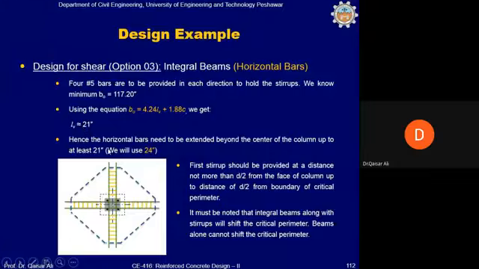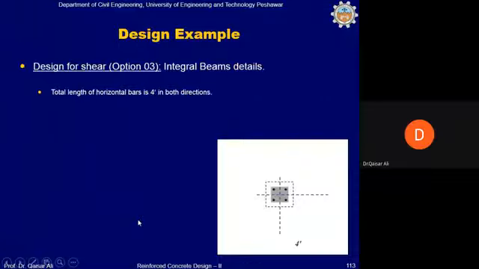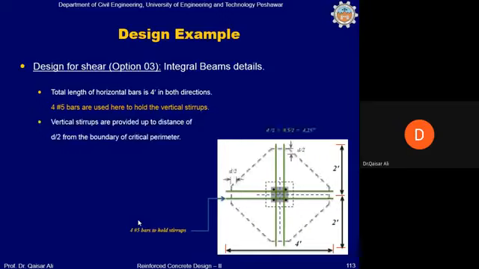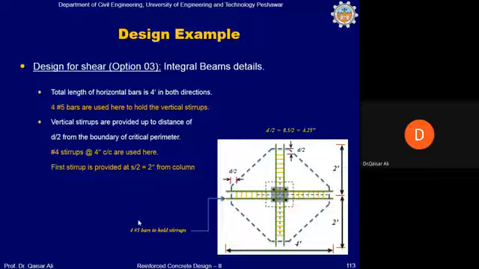We will round this up and we will use 24 inch, which means 2 feet on one side and 2 feet on the other side of the column. So the total length of this integral beam will be like this. Now 4 feet long integral beams on top of the column will be used with spacing of stirrups at the rate of 4 inch center to center in this manner. First stirrup will be placed at 2 inch from the face of the column, and the rest of the spacing can be calculated.